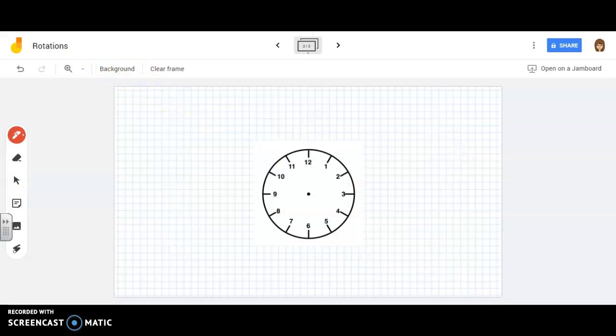The other words you are going to be hearing today is a quarter turn. So if I started at the 12 o'clock, that means I am turning and ending at the 3. So that is a quarter turn or 90-degree turn.